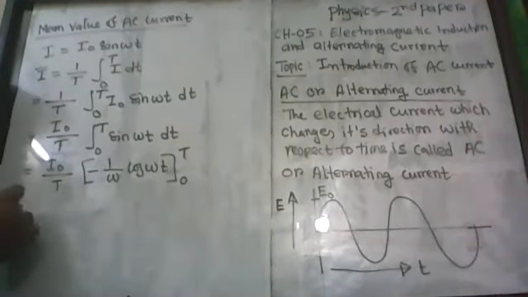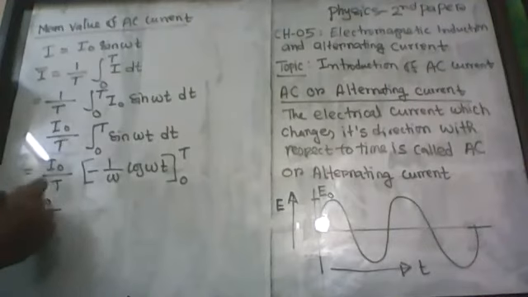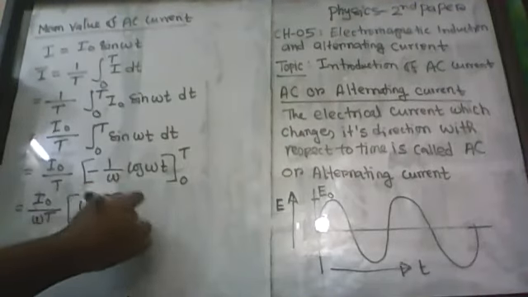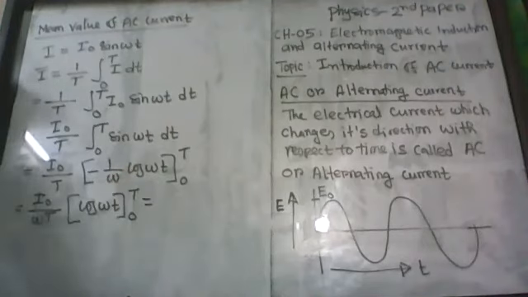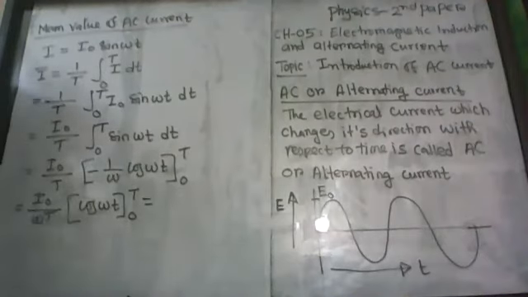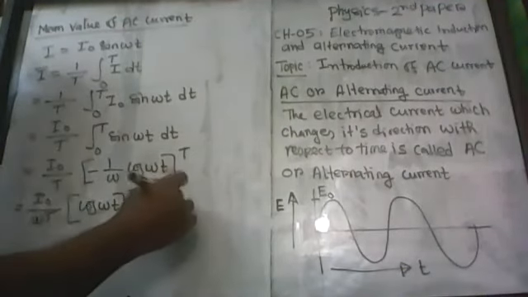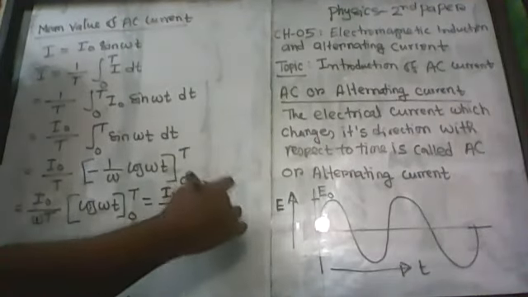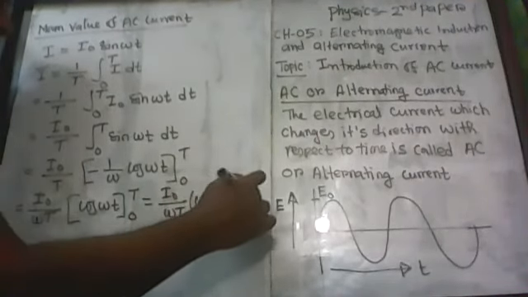So minus omega comes out of the integration, I naught, so omega into capital T, cos omega t having upper limit and lower limit. Now put the limits into the equation. In place of small t, at first replace capital T and then replace small t by 0. So it will equal I naught divided by omega T, and then the cos function gives cos omega capital T minus cos 0.